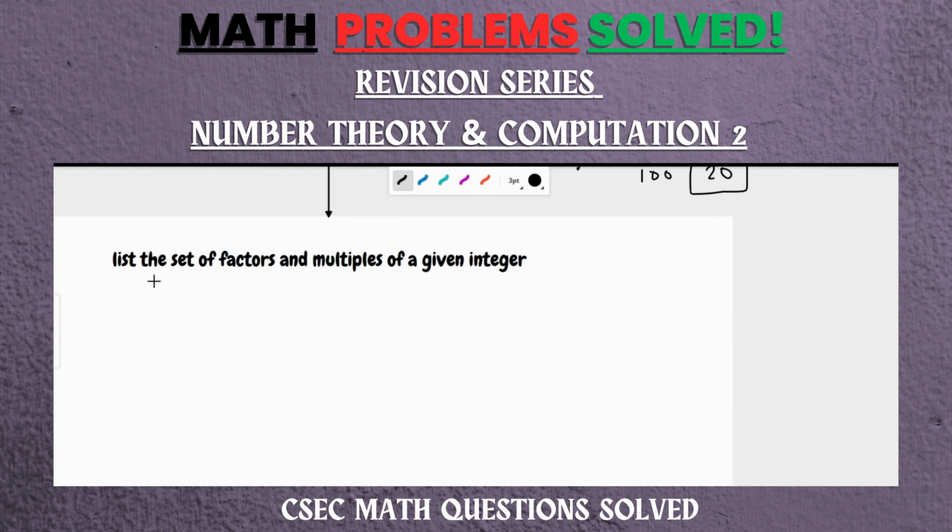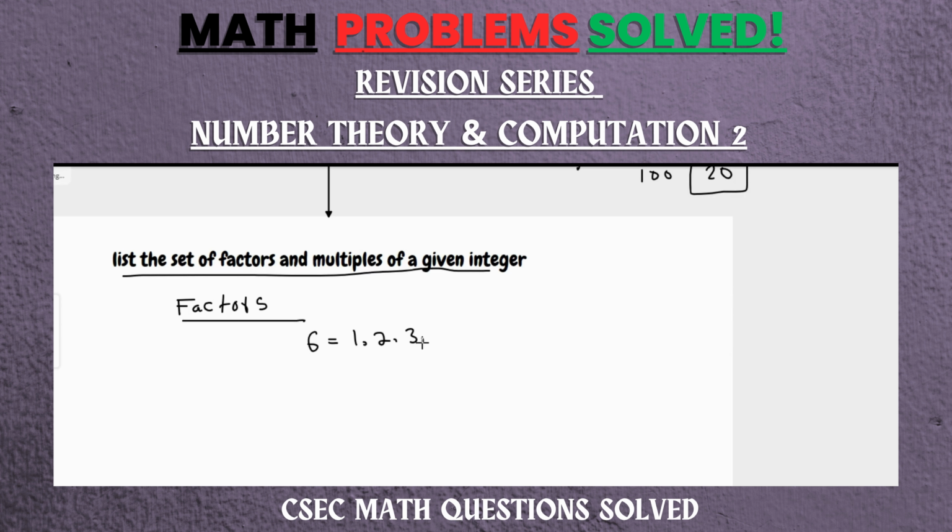Then we have to list the set of the factors and multiples of a given integer. So what are factors? Factors are the numbers by which we can divide a number completely. For example, if we have a number 6, 6 can be completely divided by 1, 2, 3, and 6. So these are the factors of 6.